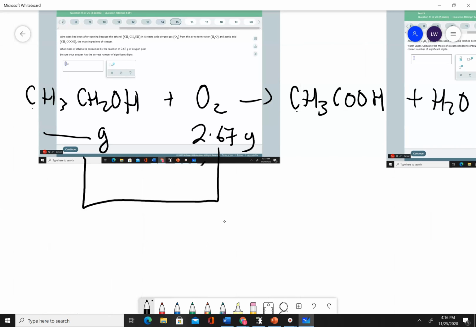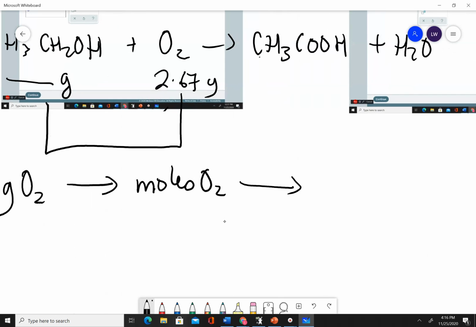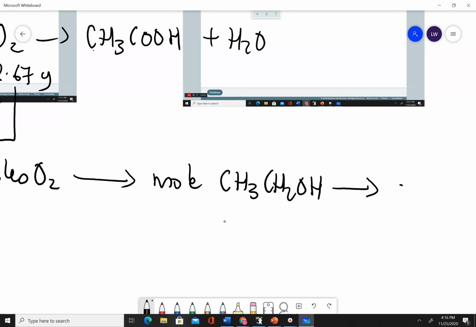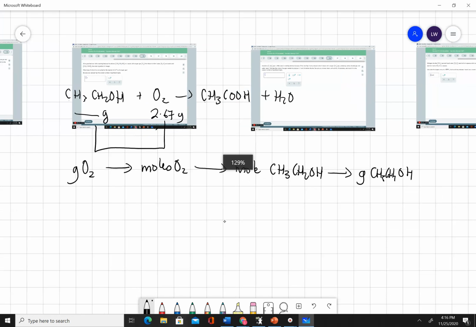consumed. Now remember what I said: whenever you're converting from an amount of one thing to an amount of the other, you have to first go into moles, and then you've got to apply the mole ratio. So how we're going to do this problem is like this. We're going to go from grams of oxygen to moles of oxygen. And at that point, we can apply our mole ratio, and we can go to moles of ethanol. Once we've got the moles of ethanol, we can then go to grams of ethanol. So that's what it's going to look like, all right?